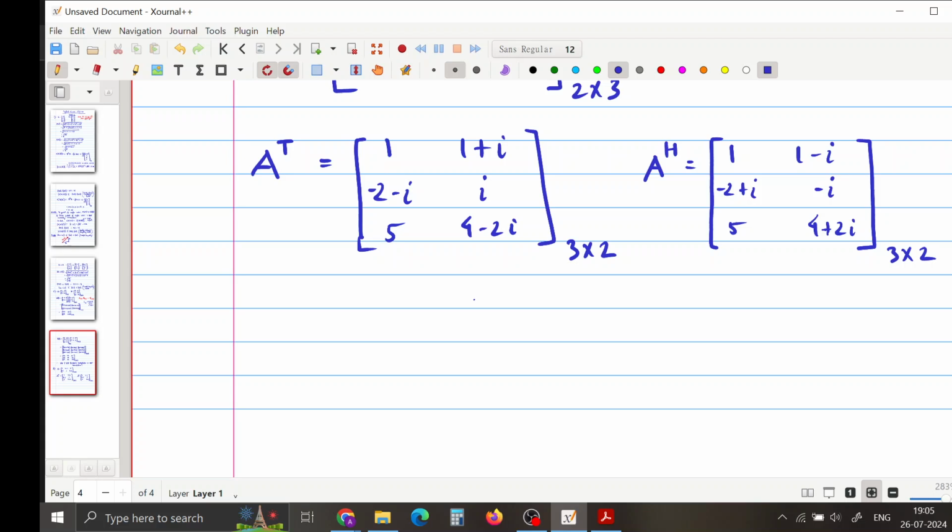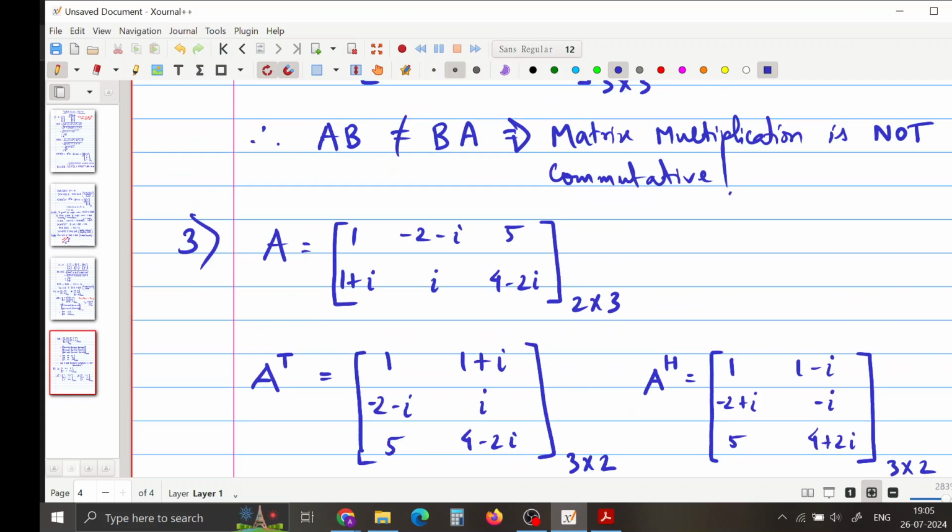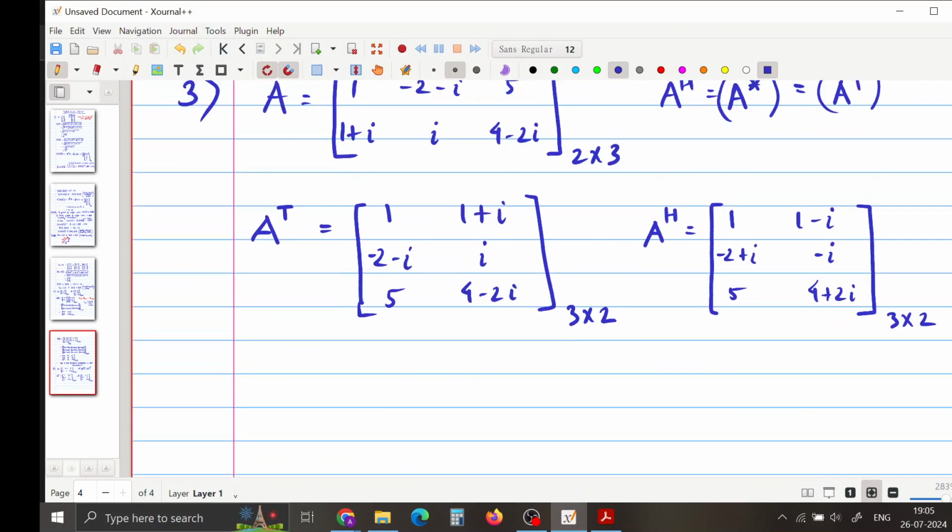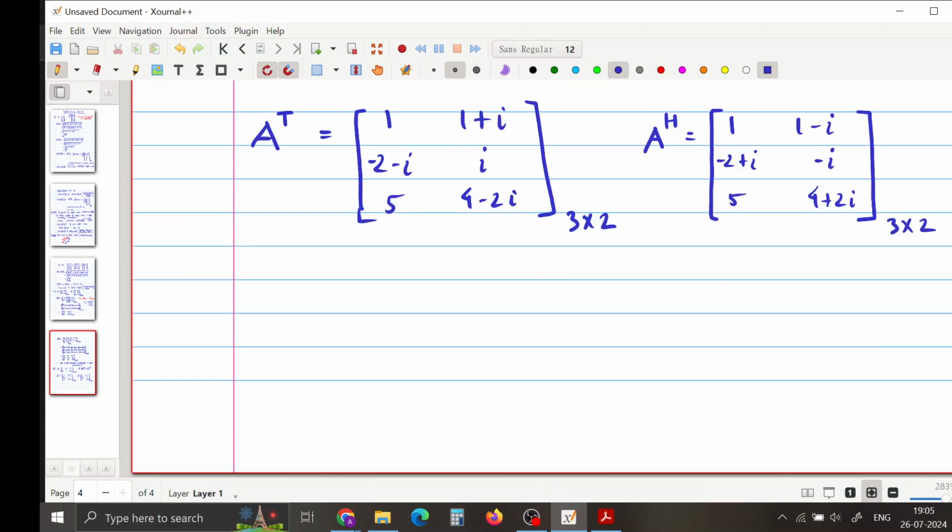So A Hermitian is nothing but the complex conjugate of A, the whole transpose, or you can do it the other way: first take the transpose and then take the complex conjugate. So star denotes the complex conjugate. Okay, great.